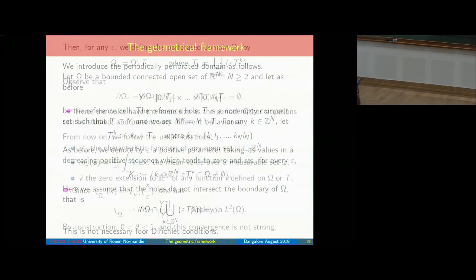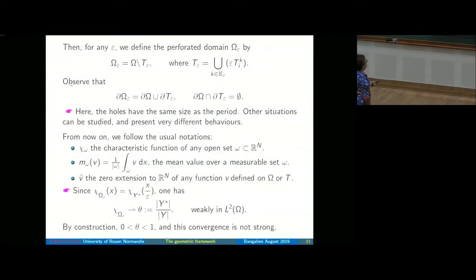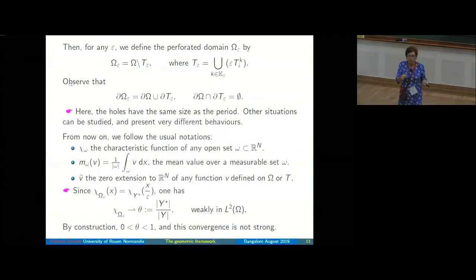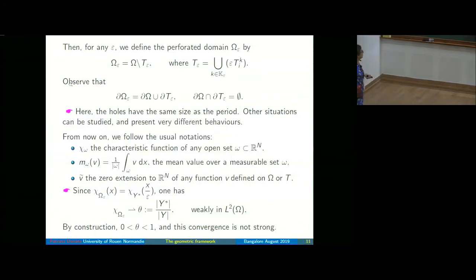Now we define omega epsilon as omega minus the set of the holes. In this context, the boundaries are well separated actually. And here the holes have the same size as the period. At the end of this talk, or maybe next talk, I will say a few words about the situation where the holes are of a smaller size than the period, which mathematically is a completely different situation.